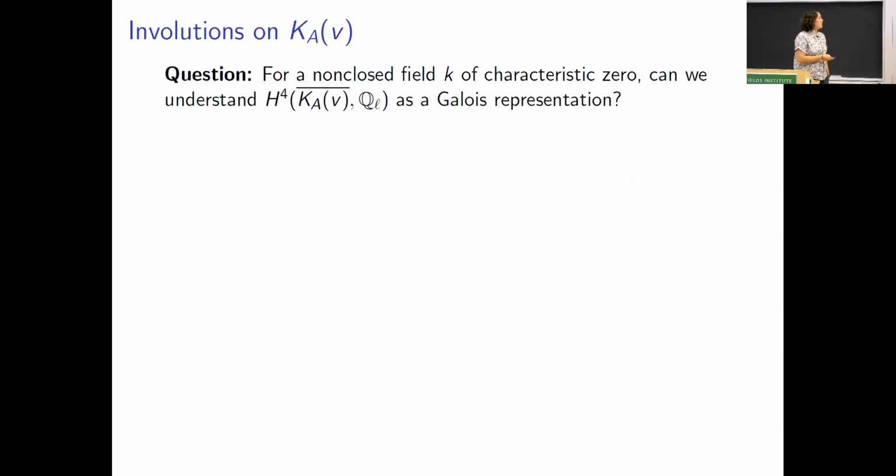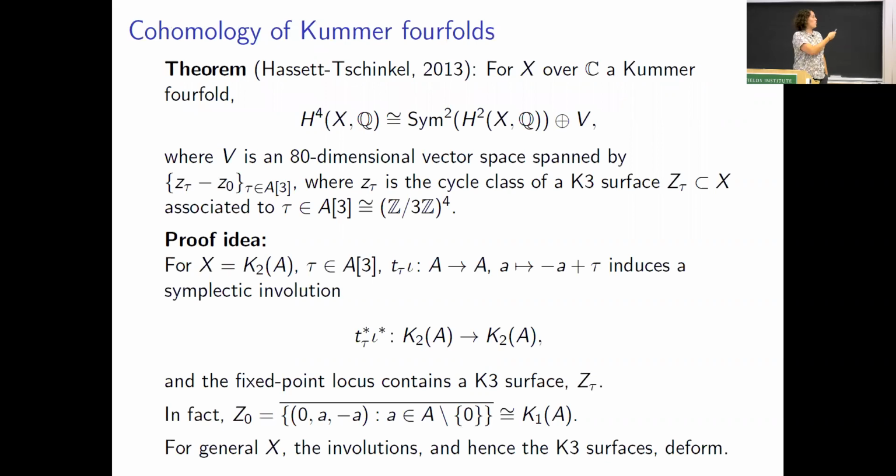I think the natural guess, just by looking at what happened for the generalized Kummer fourfold, is that we should hope that as a representation, this vector space V, the Galois action is determined by the Galois action on the 3 torsion of A. It should permute those K3 surfaces in the same way that it permuted the 3 torsion points. But when you start doing this deformation theory, deformation theory is very coarse compared to the Galois action. And so it's not clear, as you start deforming, how that action is going to behave.